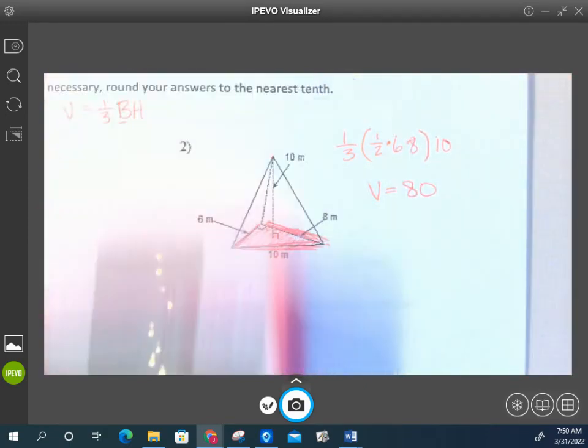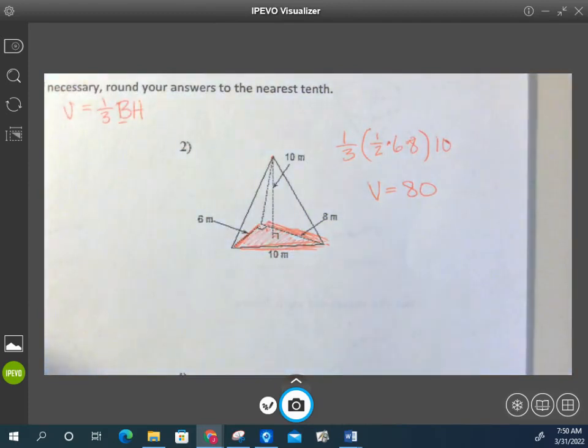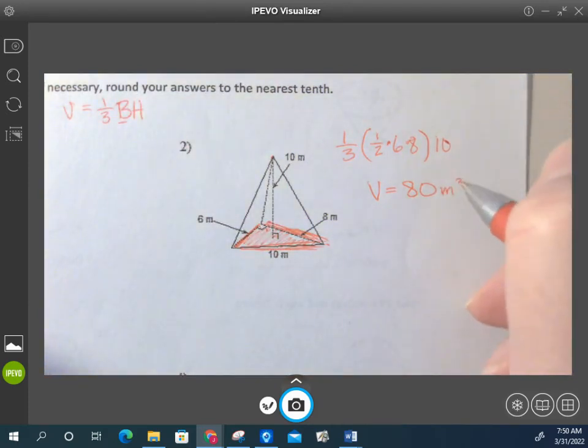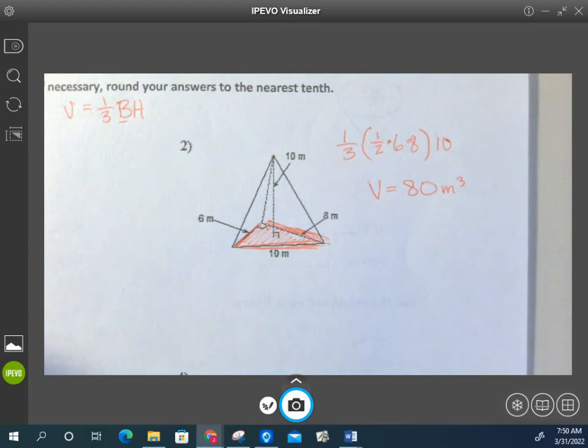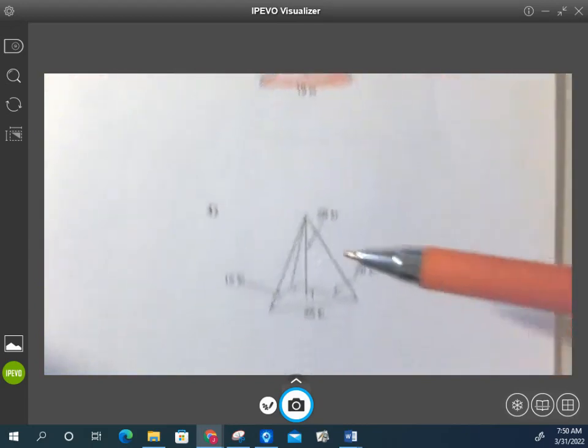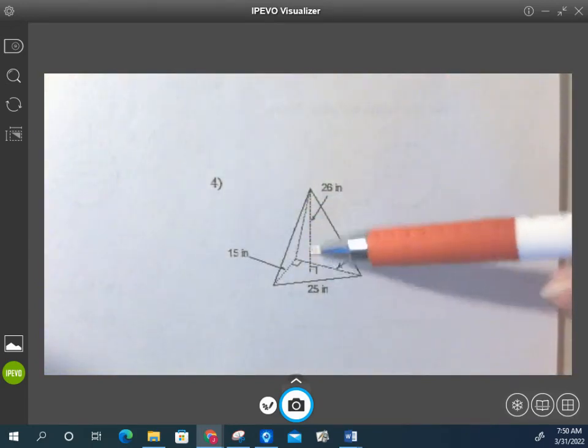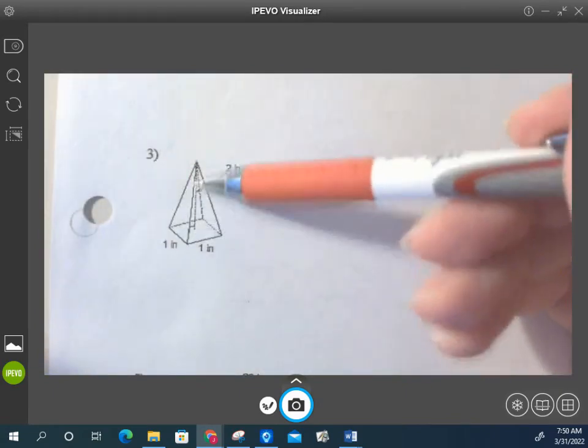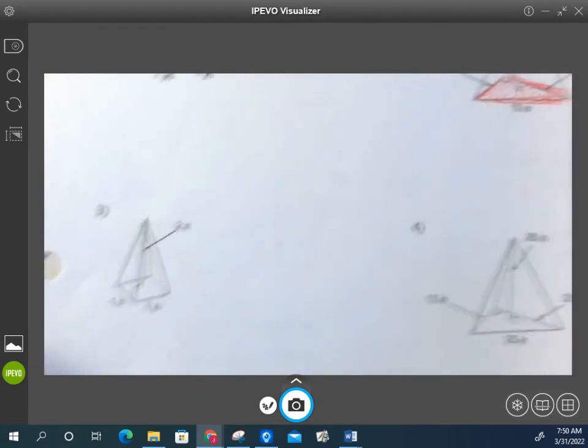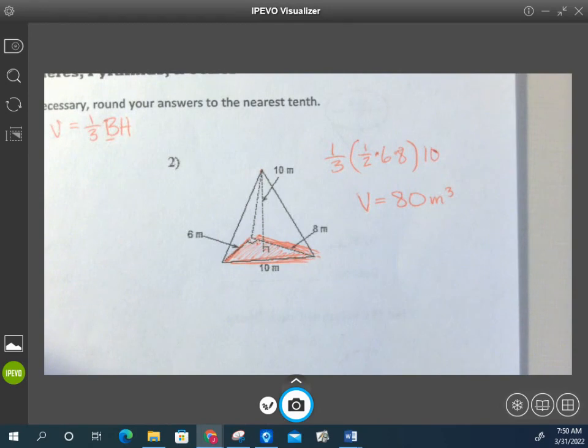Volume is 80 what? It still works though. Meters cubed. 80 meters cubed. Okay, so that is your front. If you look at all of these, they gave you the real height, so you don't have to do anything with slant height. Now, flip it to the back.